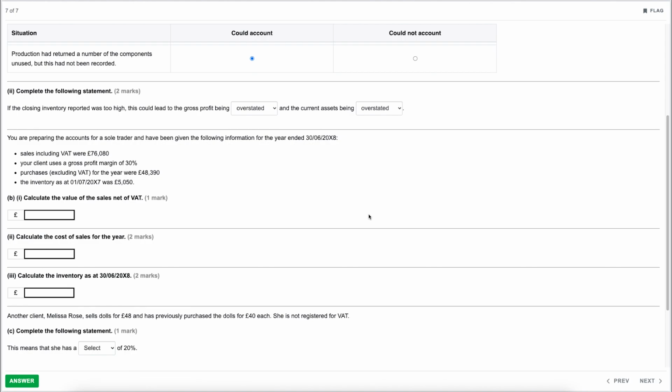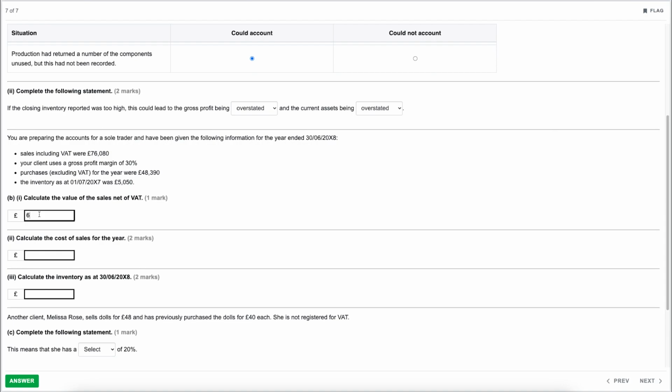So we're starting off nice and easy. So we should all be able to do this now. I appreciate everyone may have a different method for this, but the sort of textbook way of calculating it would be to divide your sales including VAT by 120 and multiply by 100. However, if you have your own method, keep using it, that's absolutely fine. But that would give you a sales figure net of VAT of 63,400.